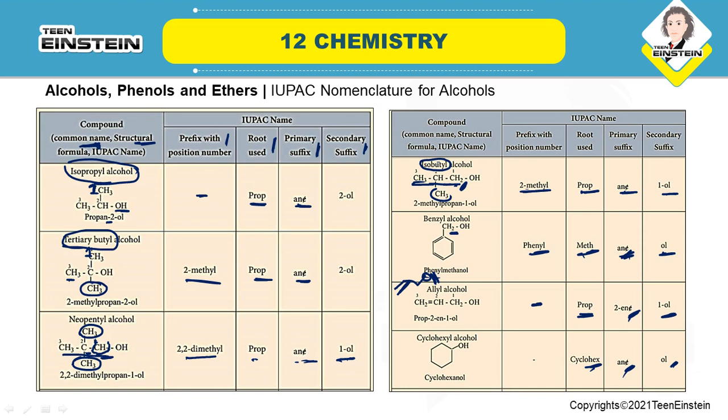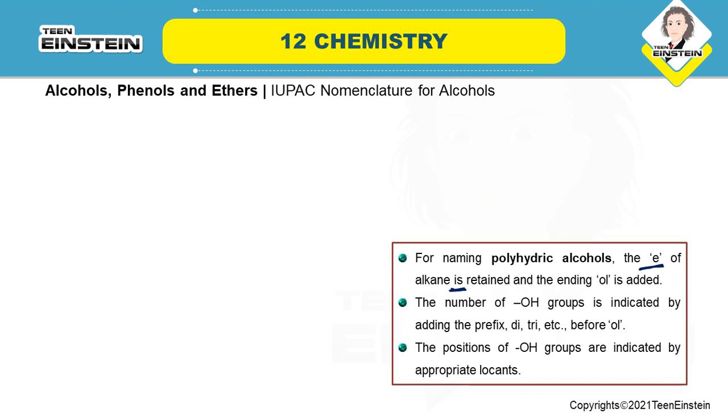Here, look at the IUPAC names. Propan-1-ol. That means we have not written propane. We have simply omitted the letter E. Propan. But now when it is polyhydric, it will be retained. Try to understand the difference. And the ending is always with ol.